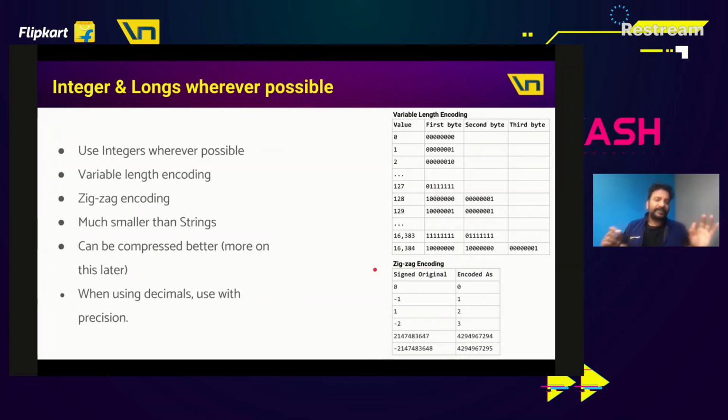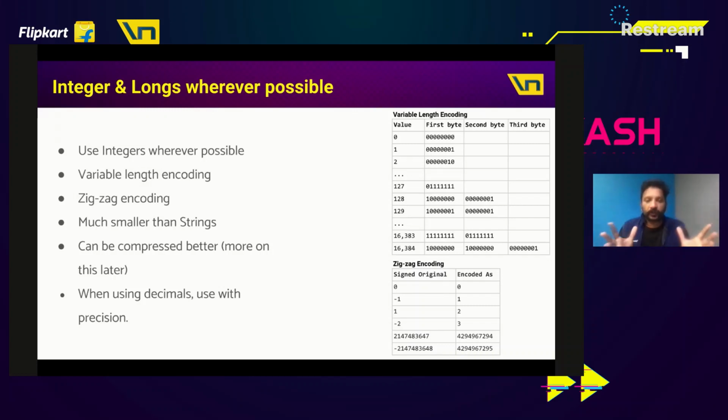Now, this is a very interesting technique. What they do is every number is mapped to another positive number. So 0 is mapped to 0, -1 is mapped to 1, 1 is mapped to 2, -2 is mapped to 3, and stuff like that. So what actually happens is, even for storing the number -1, I actually store the number 1. For storing the number 1, I store the number 2.